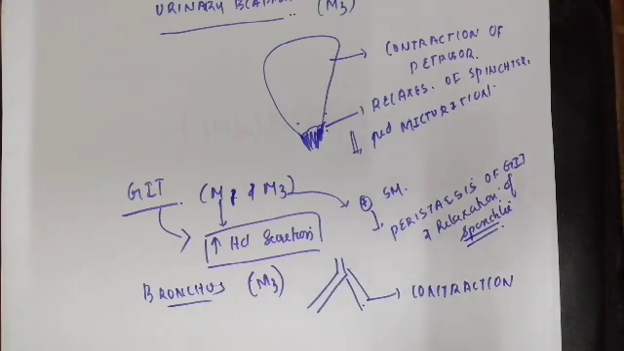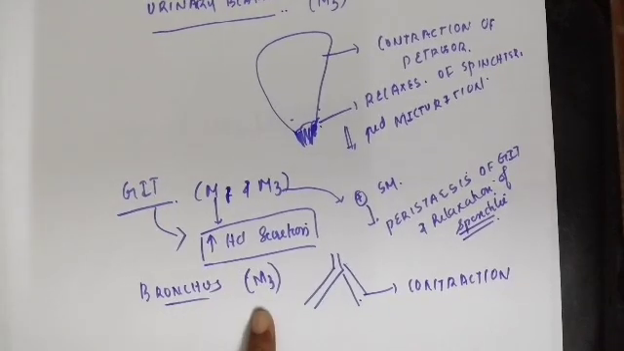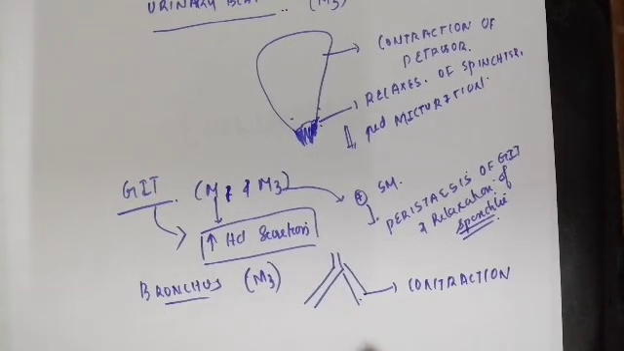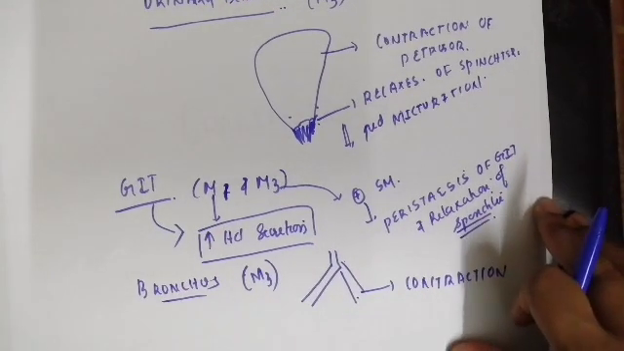So if you are using anticholinergics here, what is the effect? We have discussed that acting via M3, the cholinergic system will cause bronchoconstriction. So if you are using anticholinergics, there will be bronchodilation. So we can use anticholinergics to treat bronchospasm, bronchoconstriction. Okay. And we will discuss the anticholinergics later.